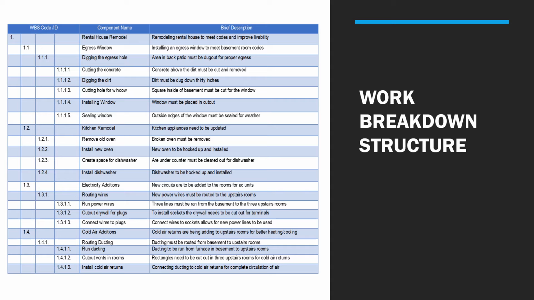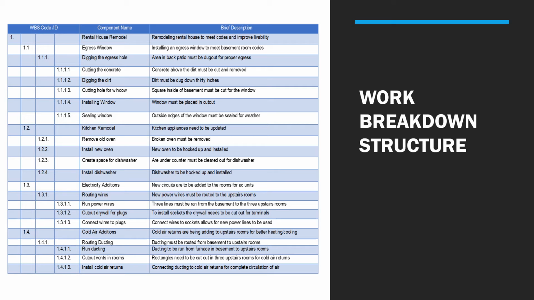Here we have the work breakdown structure. For this, it is a detailed chart describing each of the different sections of the remodel and what steps must be done in order and through that section. So as you can see, the first section is focused on the egress window, and that goes through all the steps there. Of course, you have to dig the hole for the window, cut the hole in the wall, install it, seal it, all that kind of stuff.